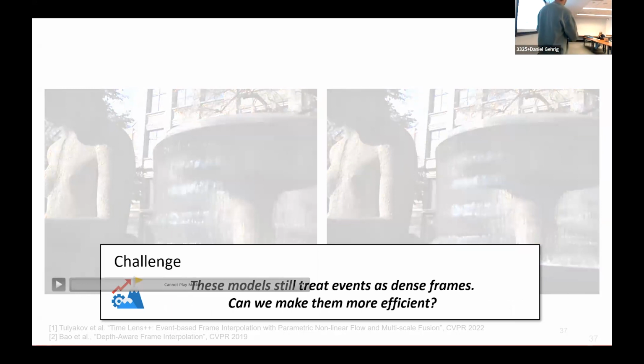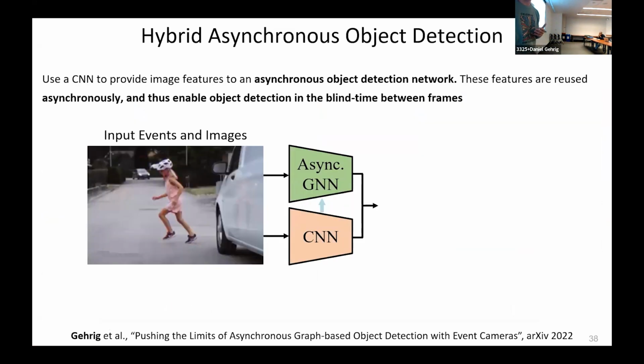However, this deep learning method still doesn't incorporate sparsity and asynchronicity into the processing paradigm. So how can we actually do this with events? This is what I've tried to achieve with hybrid asynchronous object detection.